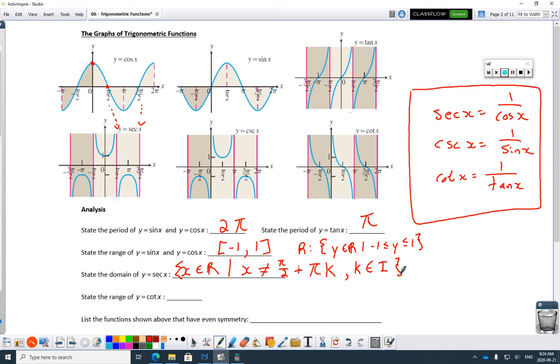Yeah? State the range of cotan. Where's cotan? Oh, the range. Cotan goes forever, up and down. So if I'm going to do range using interval notation, I would go negative infinity to infinity. I really like that. That's how I like saying the ranges. But you're not stuck with it. If you like this instead, range for cotan, range, just y is an element of the reals.